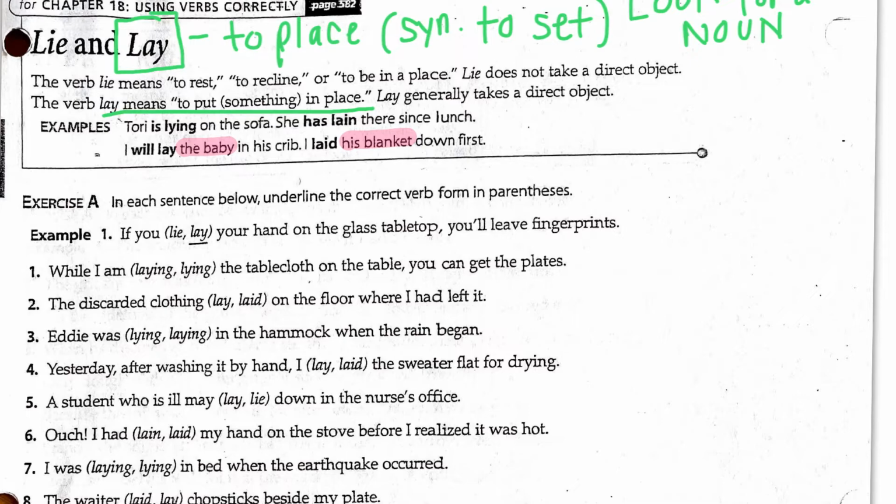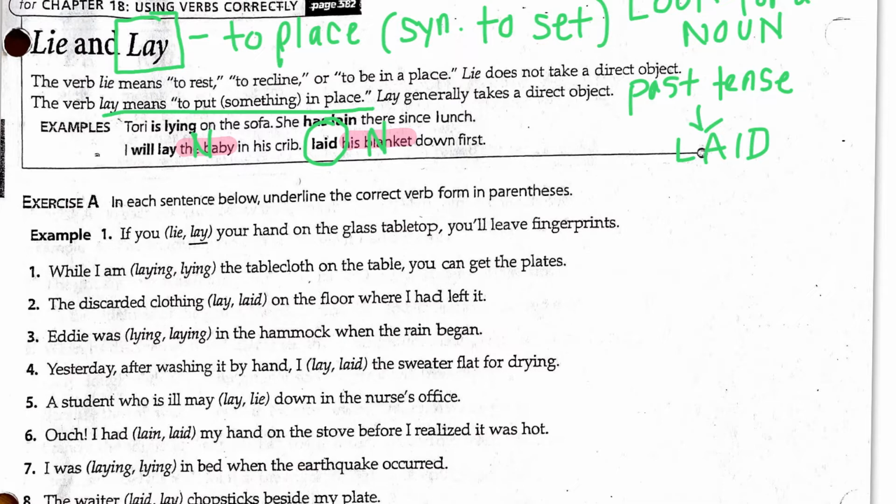In the second case of the blanket, notice that the past tense of lay is being used here, laid, which is also worth writing down or making note of. You'll see it on a conjugation chart on the next screen. But the past tense of lay is laid. So I laid his blanket down first. And I will lay the baby in his crib. I'm putting N's on top of those things or those nouns, the baby, the blanket, so that we can see that those are the things being placed.